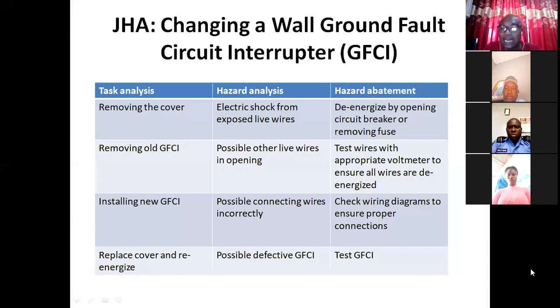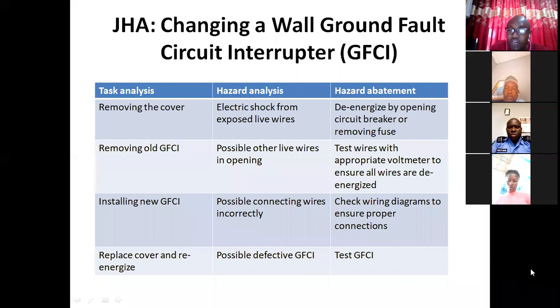So how do you do a job hazard analysis? I'm giving you an example of a job hazard analysis. They ask the electrician to change a ground fault circuit interrupter. You know that thing they normally use for electricity? That is the job he was given to change. So the task is first to remove the cover.